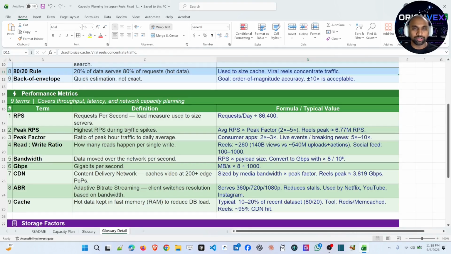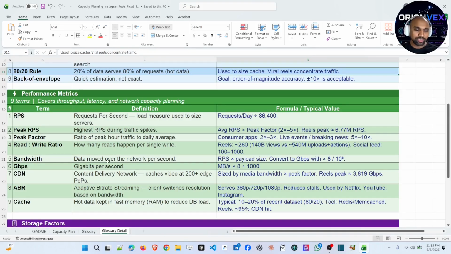Highest RPS during the high traffic. Average RPS into peak factor, it can be 2 times to 5 times. And peak factor is the ratio of the peak hour traffic to the daily average. And read ratio is how many reads are happening per single write.